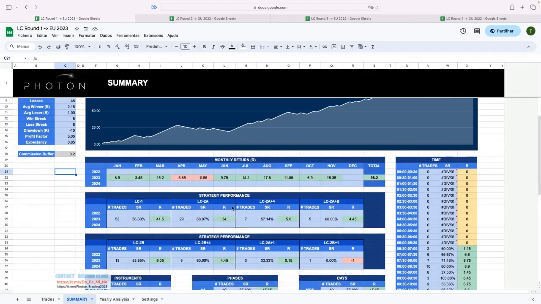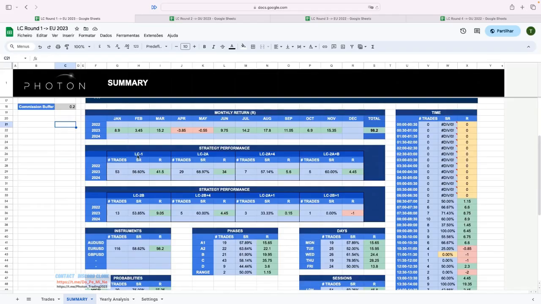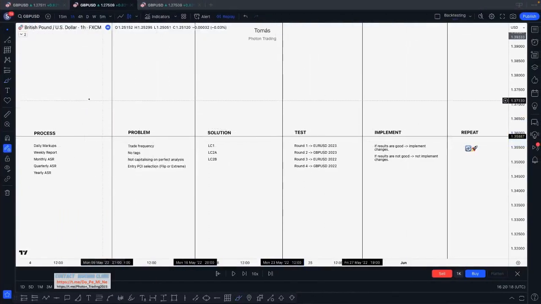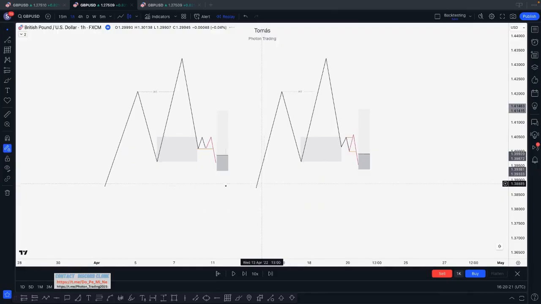because I'm just trying to collect data. I took absolutely everything. LC1, okay, I took LC2A, LC2A plus 4, I'm going to explain that in a minute. This LC2A plus B is basically when we have equals, but at the same time, it can be a fake break. I'm going to explain that as well. LC2B, you already know, and LC2B plus 4, I'm going to explain that. And that's the same. Okay, so basically what I want you guys to know is this.